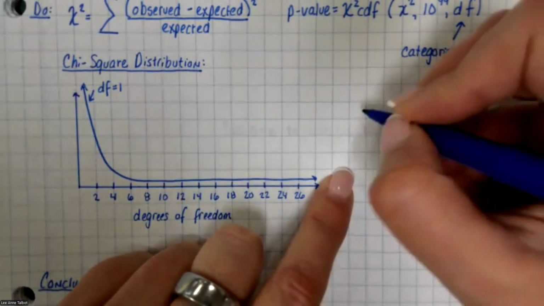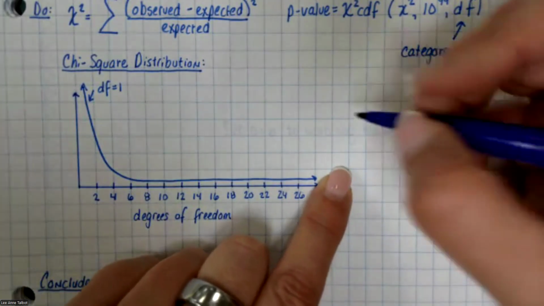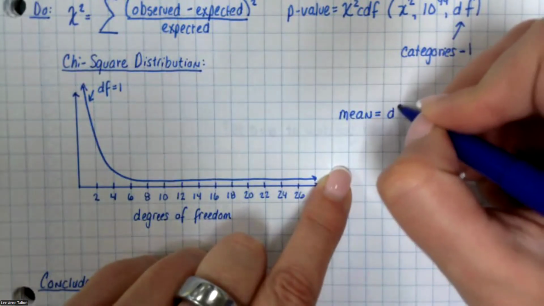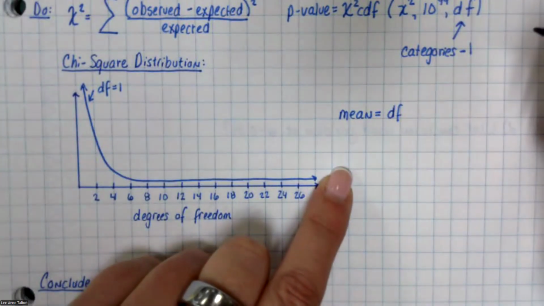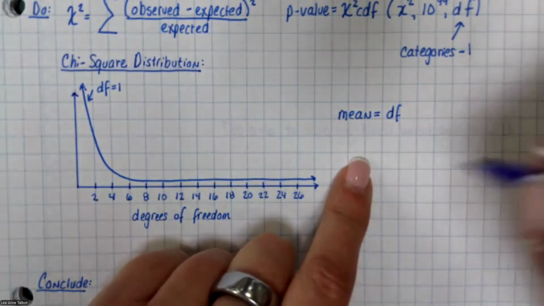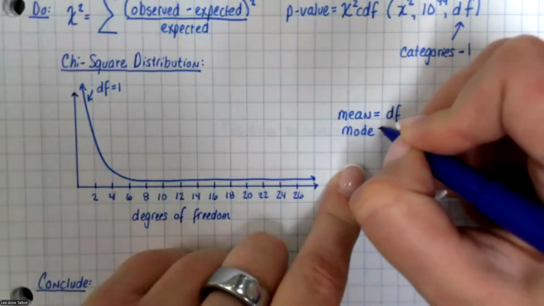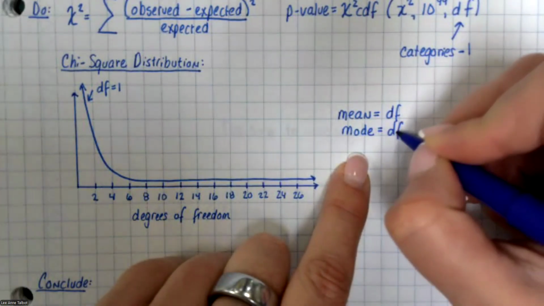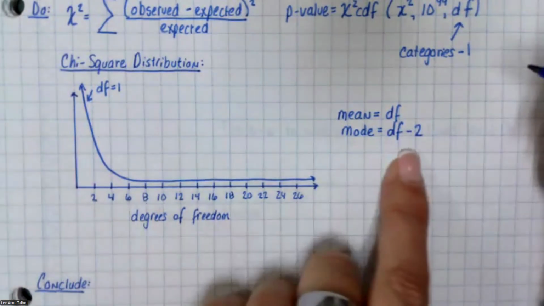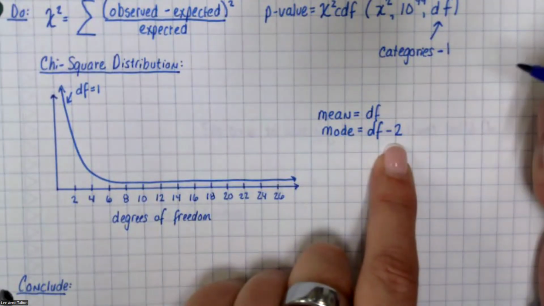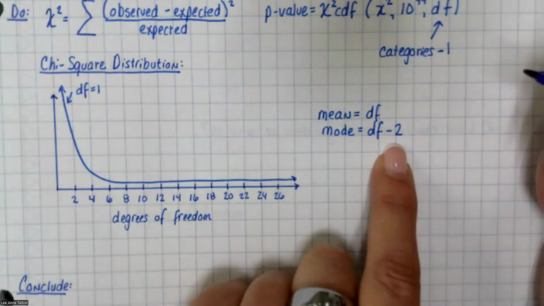So the center, there's 2 centers. The mean of these graphs is the degrees of freedom. The mean is the degrees of freedom. That's easy. That's good. The mode, though, and the reason that you want the mode, we never want the mode, but the reason you want the mode is because if you're going to sketch it, you want to know where that peak is: degrees of freedom minus 2. However, this only works if the degrees of freedom is greater than 2. You can't have a negative mode on these.